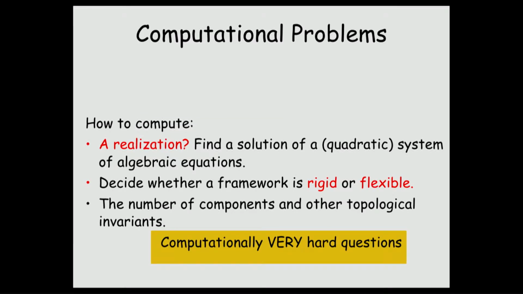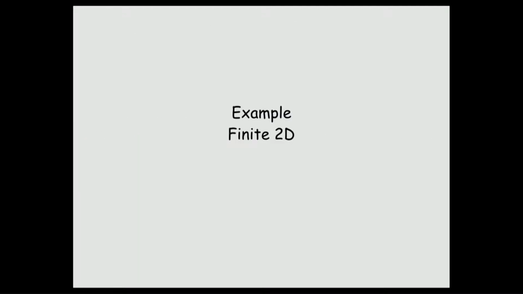How to compute a realization? Well, you can compute it in both cases, finite or periodic: we have a quadratic system of algebraic equations. In the periodic case, we also have some equations for the generators. To decide whether a framework is rigid or flexible, we just need to look at that system of equations and decide whether it has a solution or not. And we'd like to compute the components and other topological invariants, but these are computationally very hard questions.